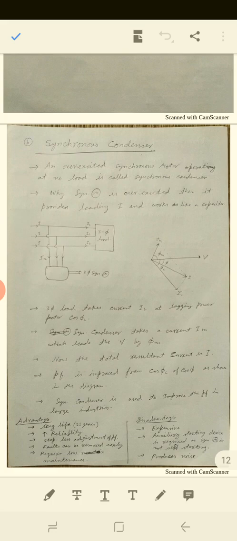This concludes your power factor improvement chapter. Now go and prepare for your second sessional examination, and the last unit, that is the fifth unit, which is revenue and losses, will be discussed after your second sessional exams.